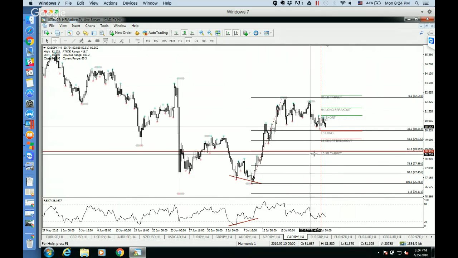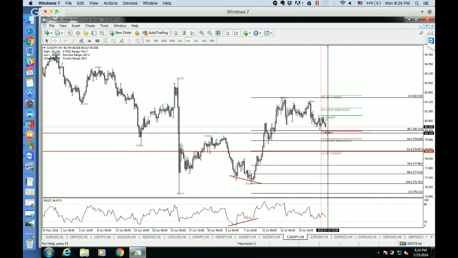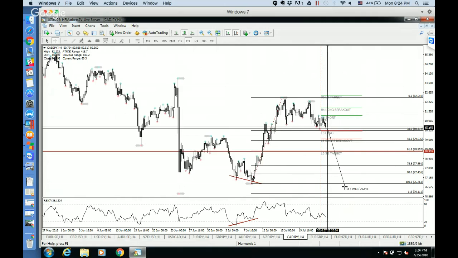The key here for this pair is you need to watch out for Friday, because if BOJ decide not to do anything, not to stimulate, not to print money, Japanese yen might just strengthen because of the deviation from the expectation of what BOJ will do. So you need to keep an eye on it if you are trading on Canadian yen.